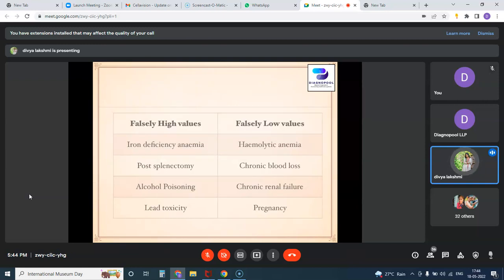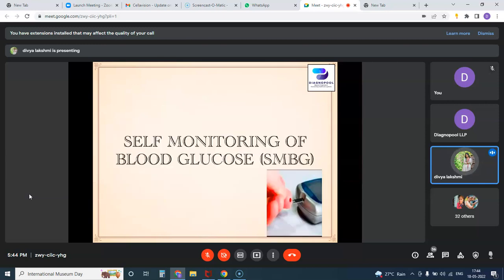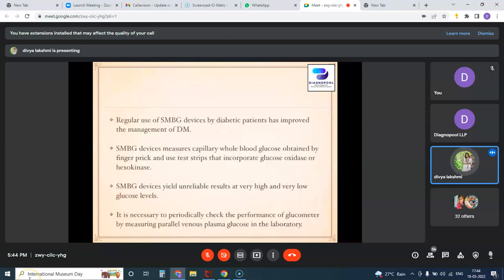So HbA1c, I told you, less than 7% is good glycemic control. With HbA1c above 8%, treatment should be given. So the next method for assessing glycemic level is self-monitoring of the blood glucose, that is using strips and a glucometer. This can be done at home by the patient himself. So this is a simpler form of assessing glycemic control.